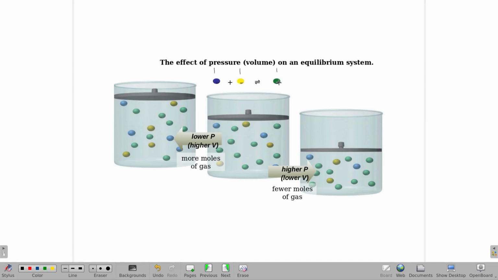All right, since there's an imbalance, changing the volume to change the pressure will affect the equilibrium. If you increase the volume, decreasing the pressure, you're going to favor the side of the reaction that has more moles of gas. In this case, it'd be the reactants. If you decrease the volume and increase the pressure, you're going to favor the side with fewer moles of gas. So it's not always forward or backwards. Lower volume favors the side with fewer moles of gas. Higher volume favors the side with more moles of gas.